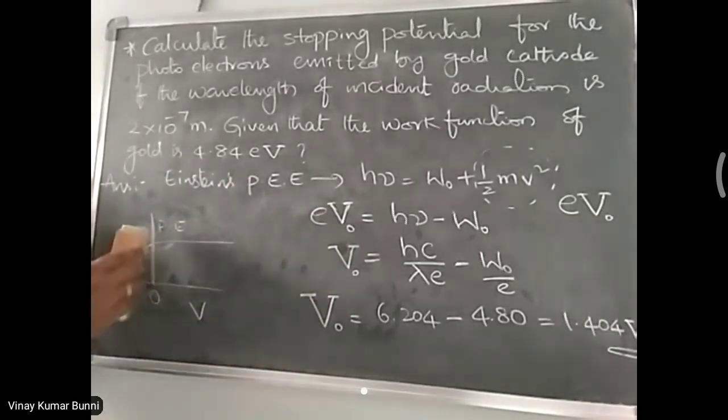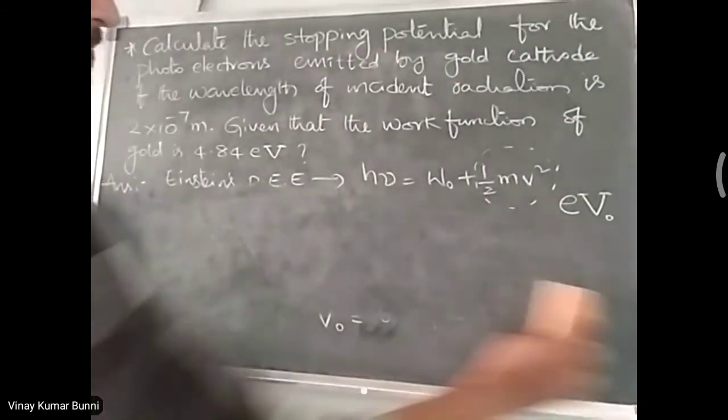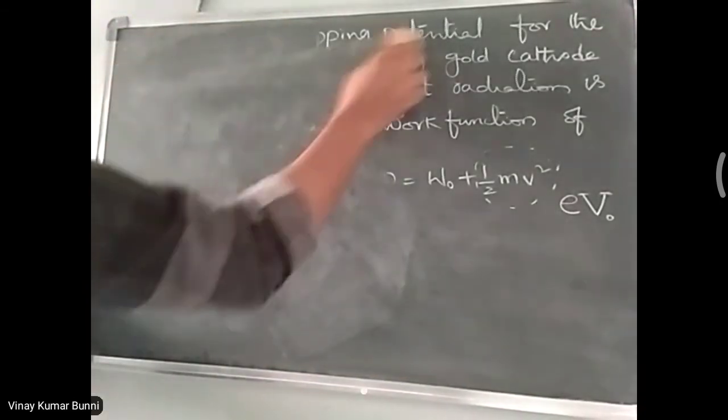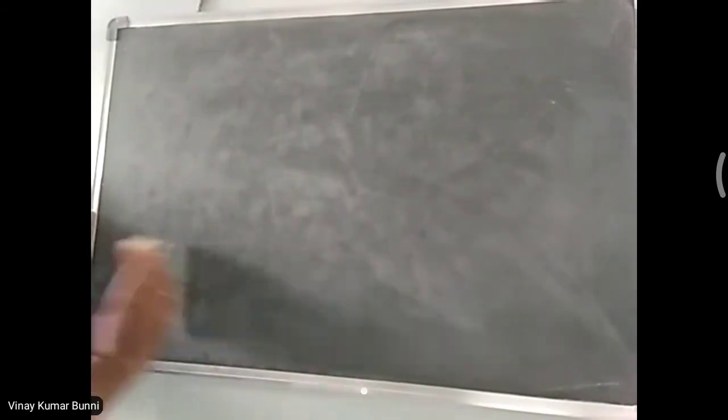Now let's look into one more different problem. I hope you are getting a good knowledge on this photoelectric effect. So already work function problems are completed. Let's look into a different problem. So here calculate the maximum velocity.